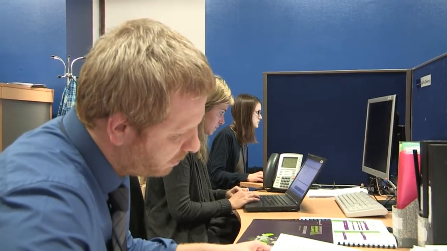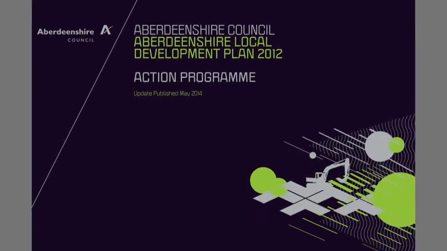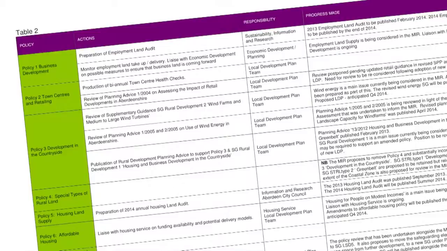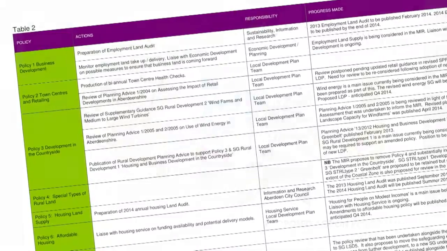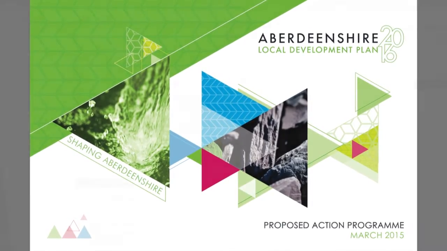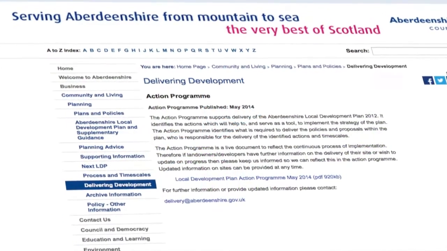The progress of each allocated housing and employment opportunity site is monitored by the Council's delivery team through the Local Development Plan Action Programme. It provides information on the phasing of development in respect of the infrastructure need. The Council has a legal duty to publish the Action Programme every 2 years, but a regularly updated version is available on Aberdeenshire Council's website.